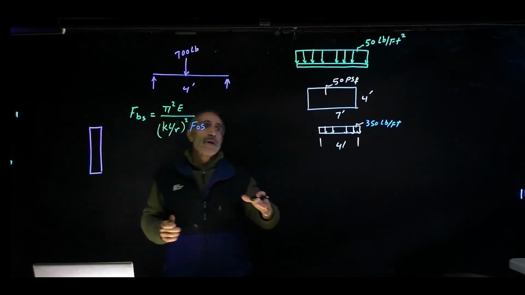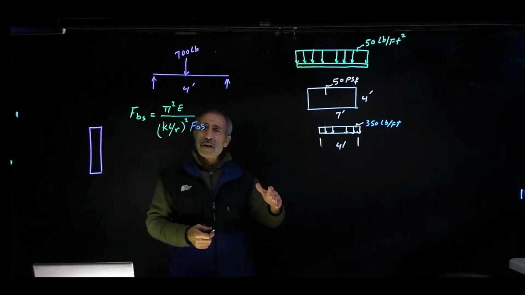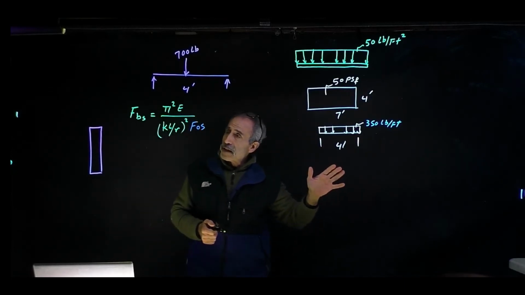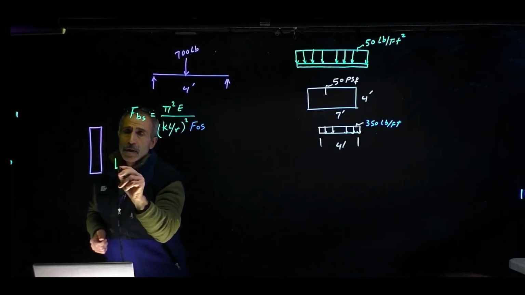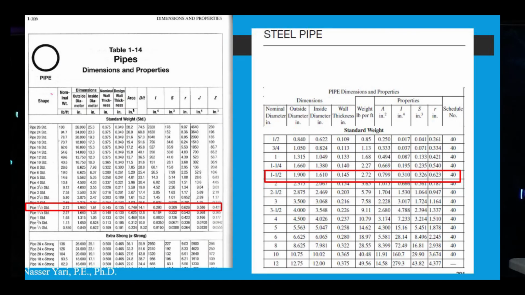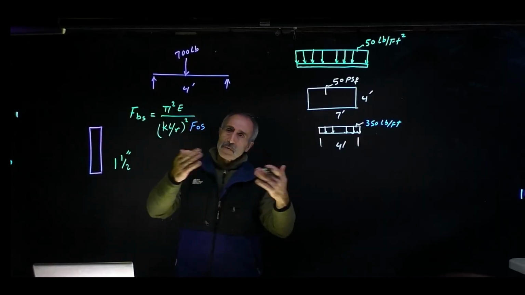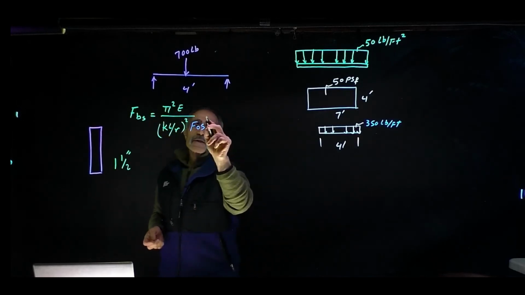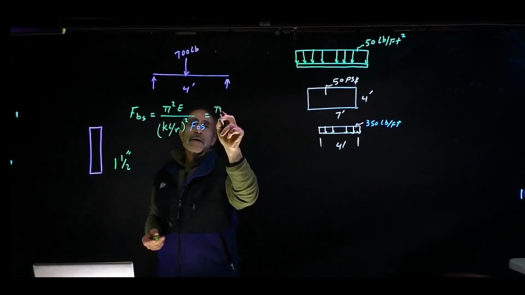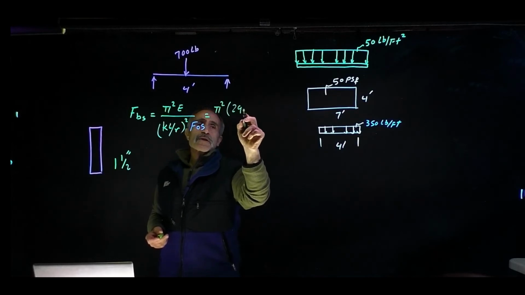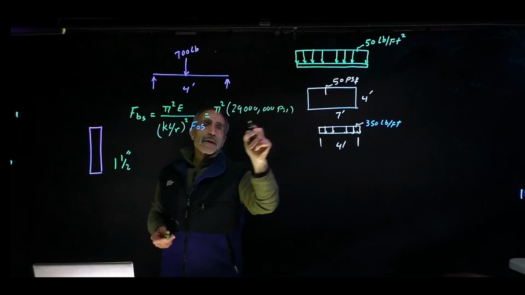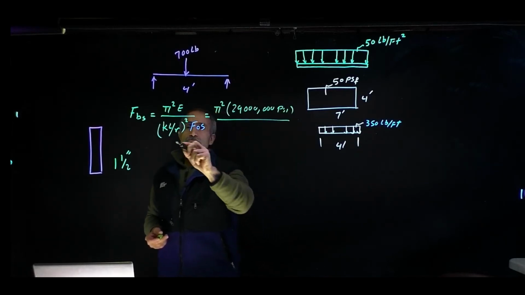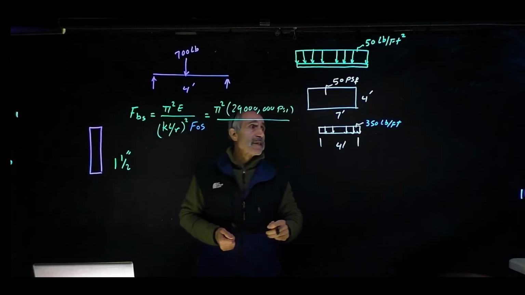So we're going to go ahead and go to table 1-14 of the AISC steel manual and select 1.5 inch pipe. We're going to select this, and we're going to use trial and error to find out if this works. If it doesn't work, we're just going to go ahead until we get the right pipe. So let's calculate this anyway, see what this comes out to. Pi is pi, and E is 29,000 KSI, or 29 million PSI in this case, and divide the whole thing by the KL ratio.